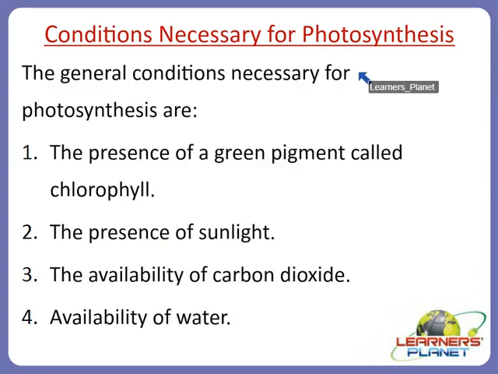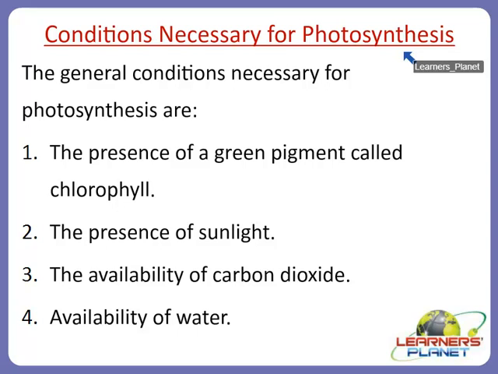So what are the conditions necessary for photosynthesis? First of all, let's recall what is meant by photosynthesis. As we studied, the process of using the energy in sunlight to convert water and carbon dioxide into carbohydrates like starch, which is usually in the form of glucose, and oxygen released out is called photosynthesis. Now, let us see what conditions are necessary for carrying out the process of photosynthesis.